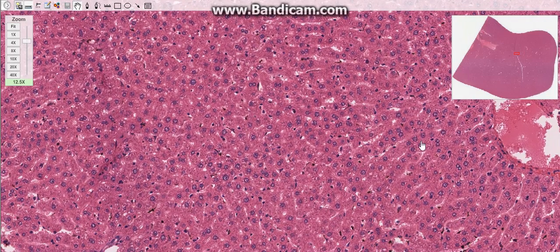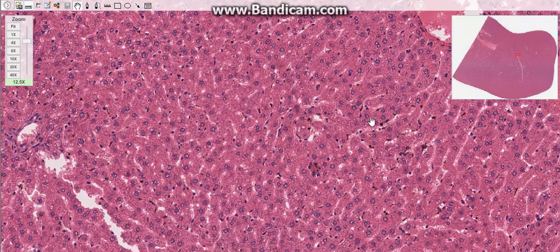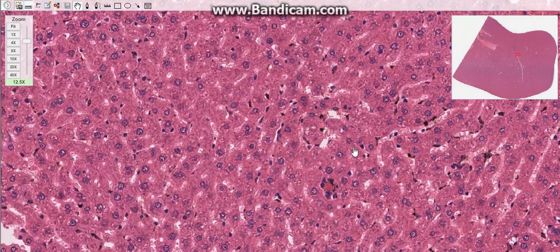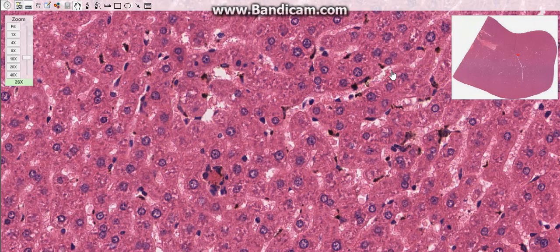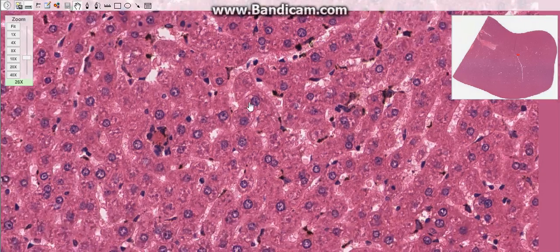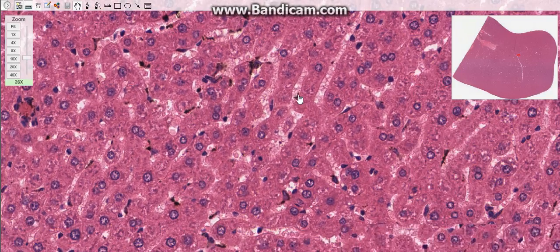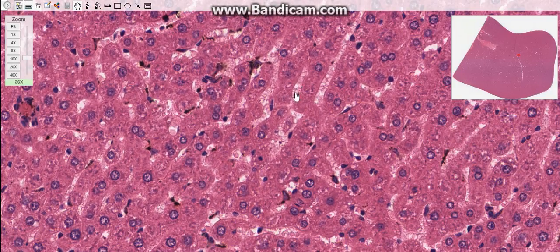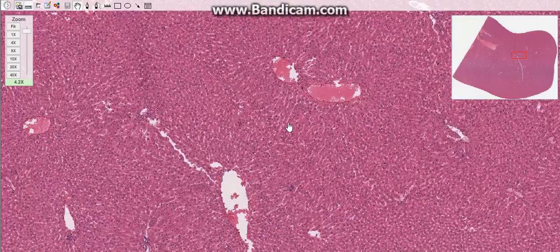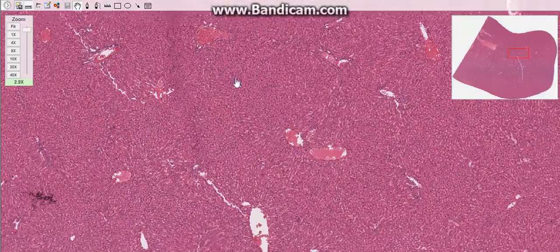The spaces between the cords contain sinusoidal capillaries. These are the liver sinusoids, lined by a fenestrated endothelium, which you cannot see here in this slide because they are very small cells, and this slide does not contain everything, it is just for explanatory purposes. At the corner of each lobule, there is the portal space, which is accompanied by the portal triad.